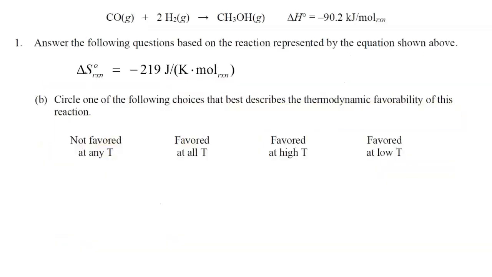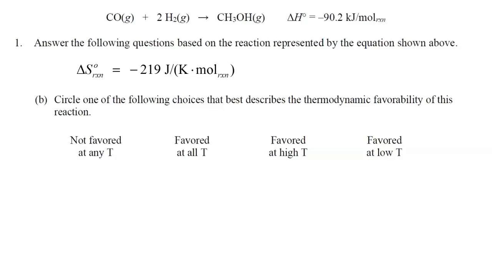Now, let's take a look at part B of this question. In part B, it says, circle one of the following choices that best describes the thermodynamic favorability of this reaction. And our four choices are not favored at any temperature, favored at all temperatures, favored at high temperatures, or favored at low temperatures. To answer this question, we should consider the sign of delta H, or the change in enthalpy, as well as the sign of delta S, the change in entropy.